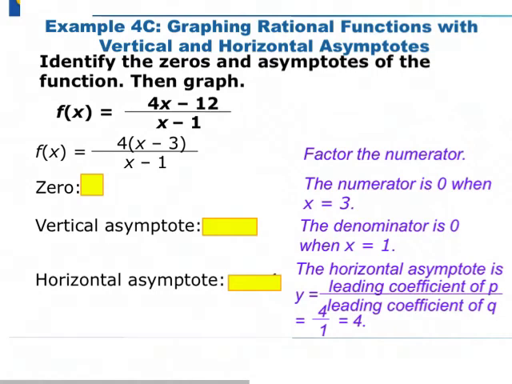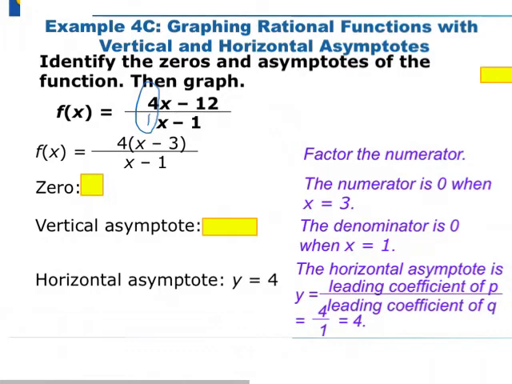In this third graph, notice this time that I have first degree here, first degree there. So these are the same. So since P of x is equal to Q of x, the degree of P of x is equal to the degree of Q of x, that tells me that my horizontal asymptote is going to be the ratio of these coefficients. Okay, so my horizontal asymptote is going to be y equals 4.